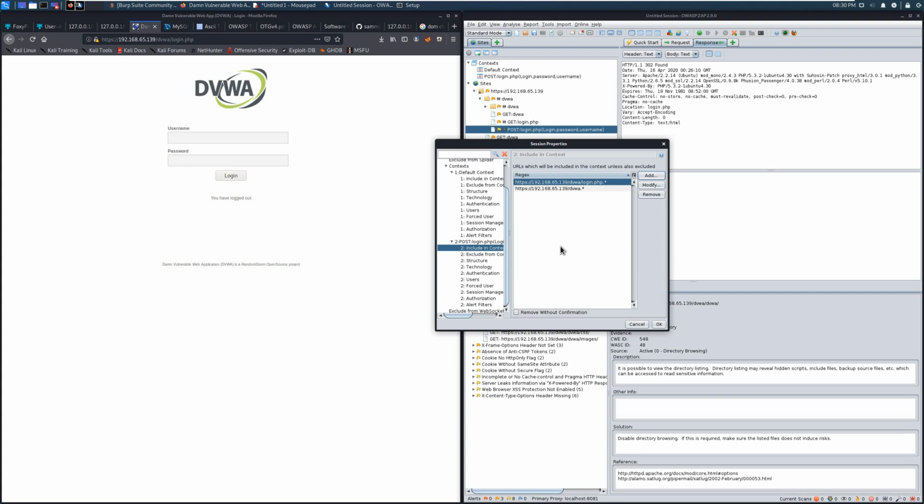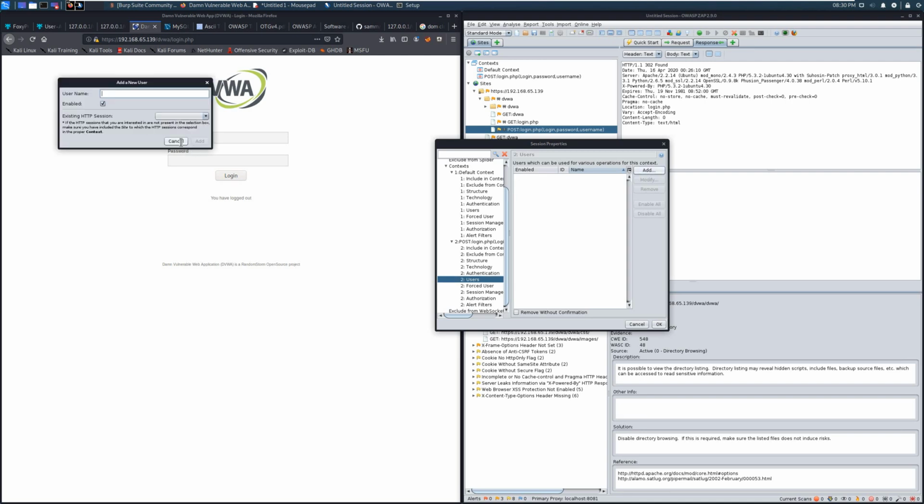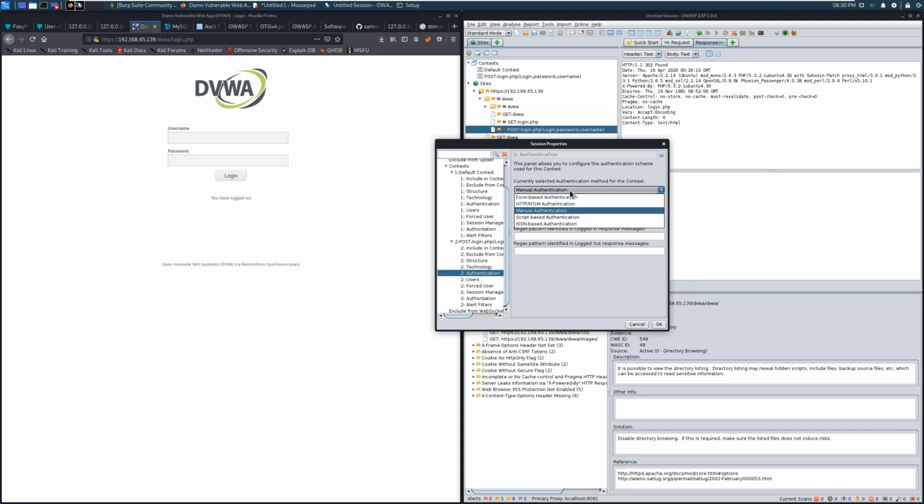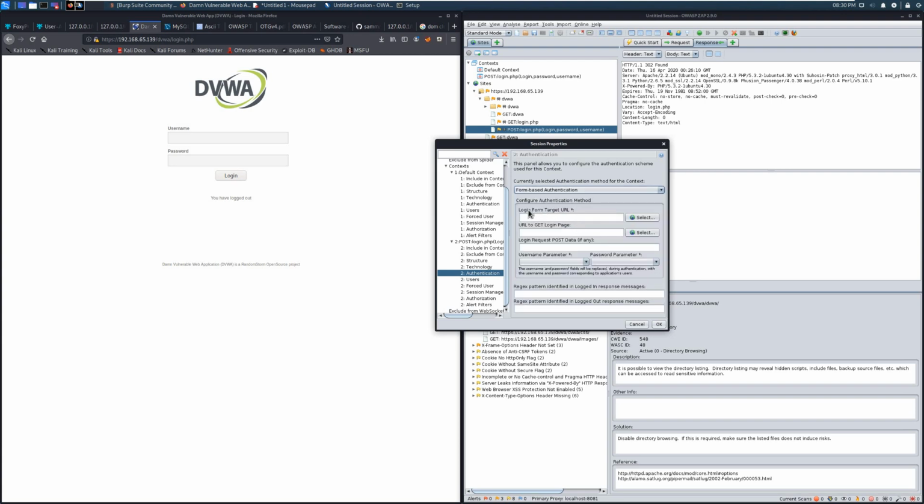Okay, that should do it. As a next step, you have to go to users and click add. Here you can, oh, sorry, I forgot one. You have to start with authorization, sorry, authentication. And here you have to choose the form-based authentication, because you authorize through HTTP form actually. So form-based authentication. Here you have to select a few things.